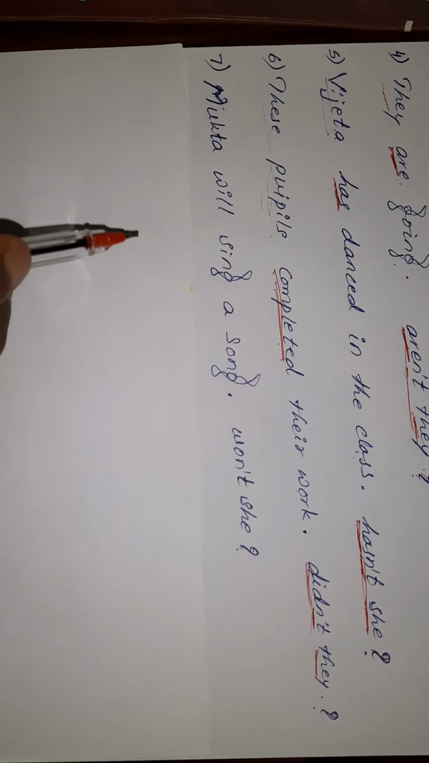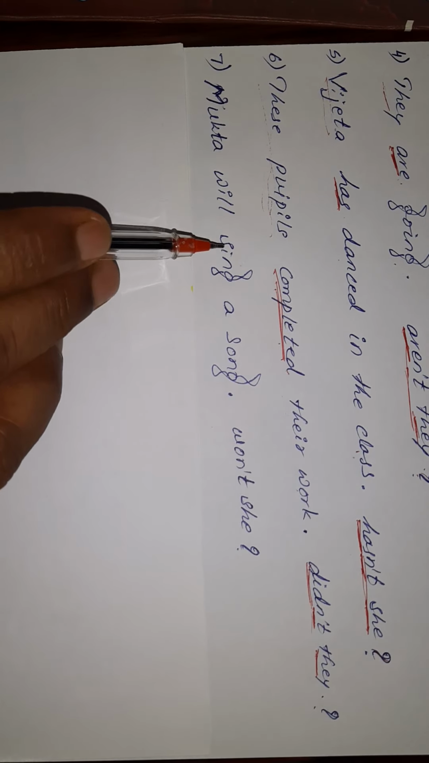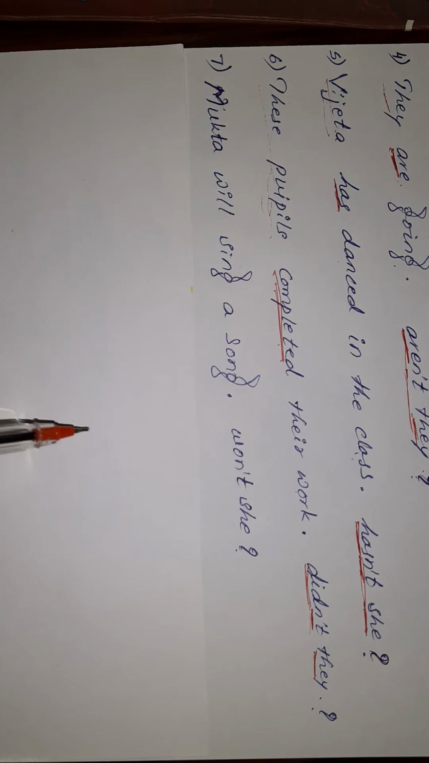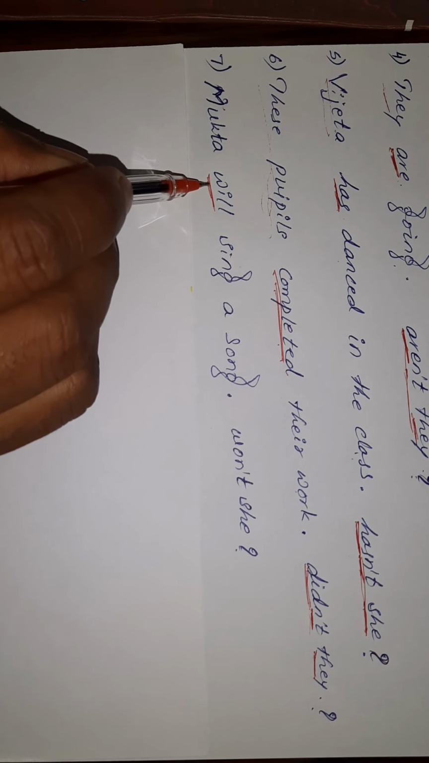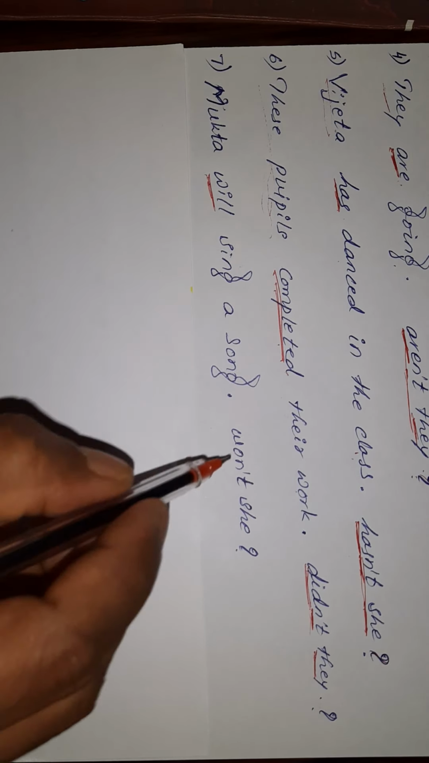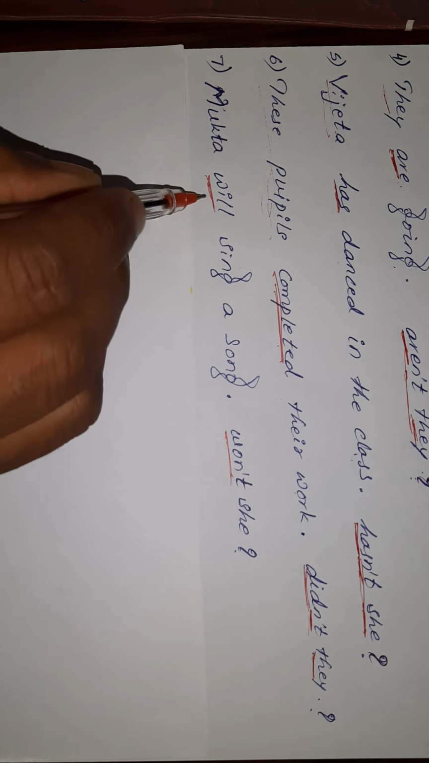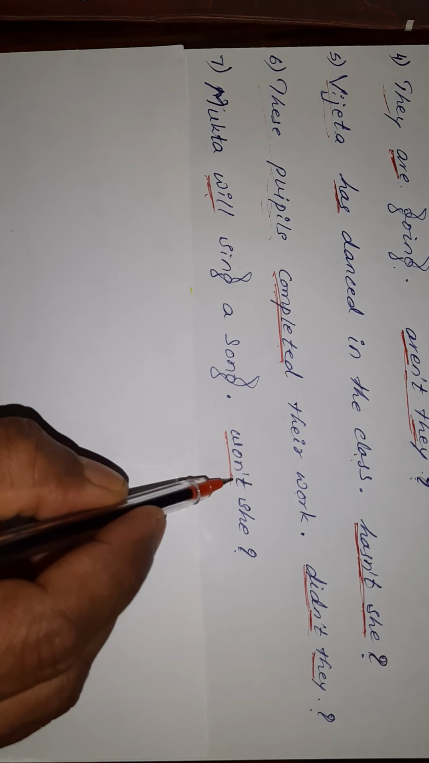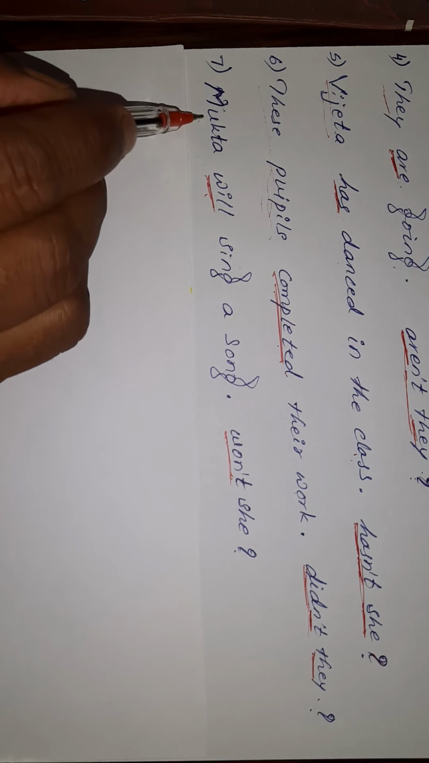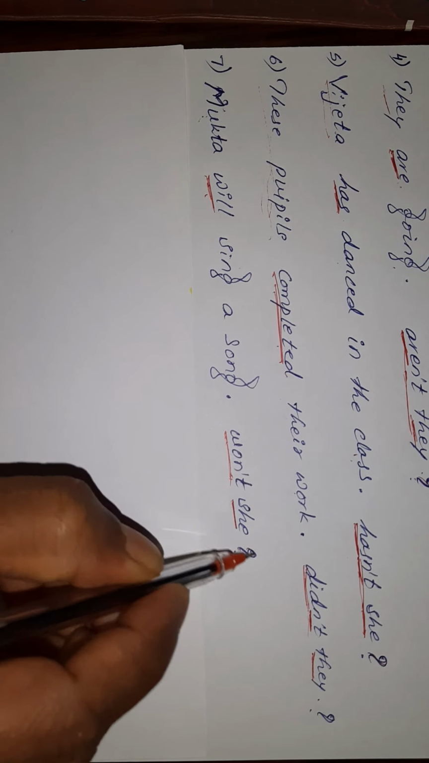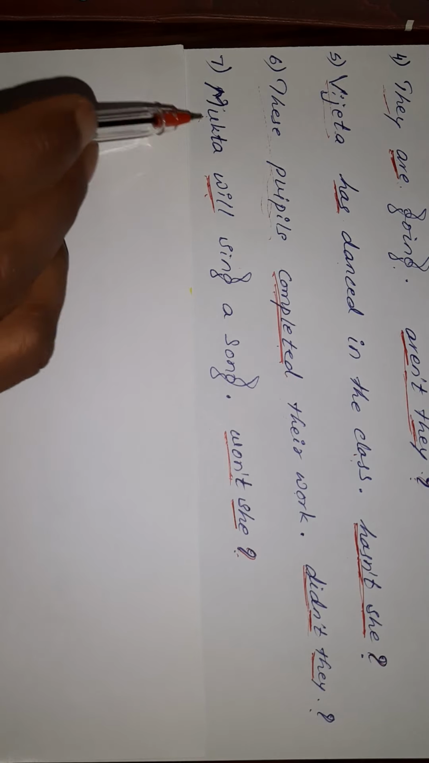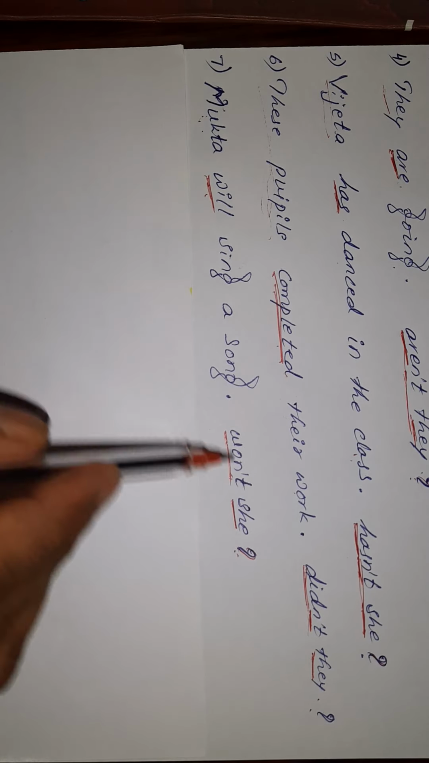Let's see the seventh example. Mukta will sing a song. Here will is the auxiliary. The contracted form of will becomes won't, the statement is in positive sense, and we made it negative, won't. And Mukta is a girl. Instead of a noun we used the pronoun she, and we used a question mark. The tag of this statement becomes won't she.